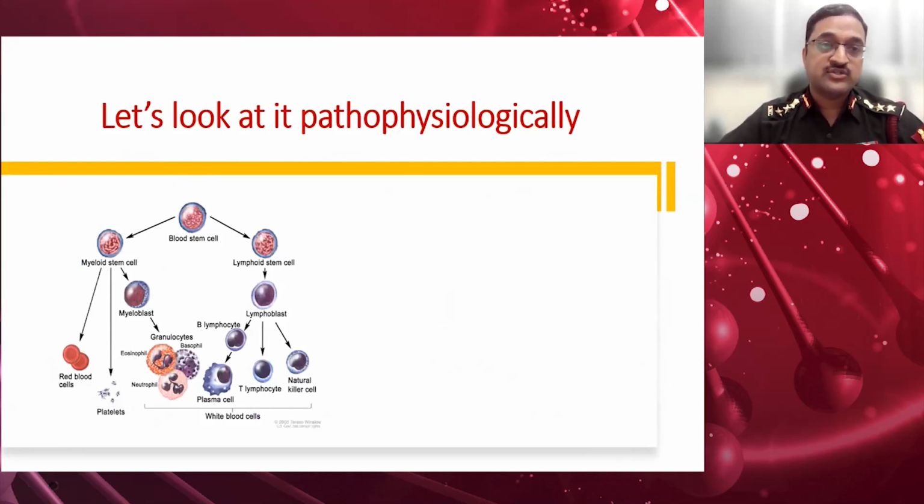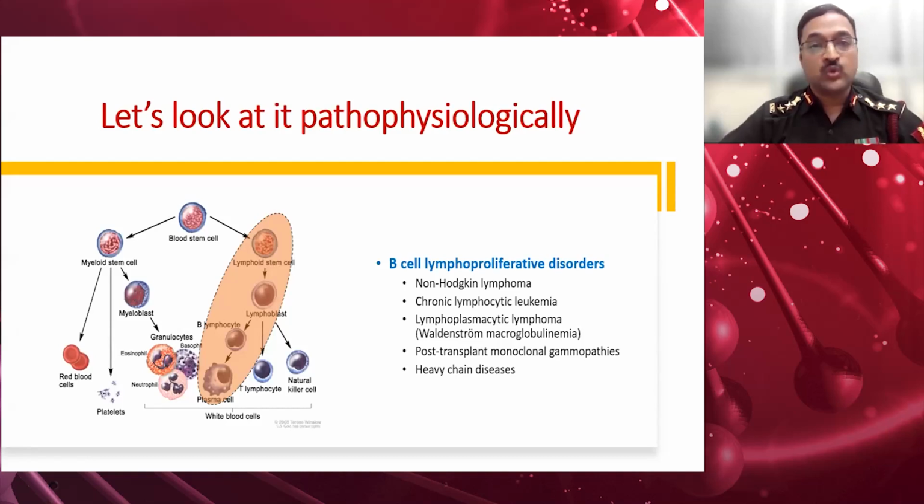The second issue is, when you look at plasma cell generation pathophysiologically, they originate from lymphoid stem cells to lymphoblasts to B lymphocytes to plasma cells. So if you look at this particular arm of the development of plasma cells, any problem from lymphoid stem cells to lymphoblast to lymphocyte can lead to an accumulation of plasma cells and M protein. These conditions include non-Hodgkin's lymphoma, CLL, lymphoplasmacytic lymphoma, post-transplant monoclonal gammopathies, and heavy chain disorders. Rarely, even Hodgkin's lymphoma has been said to develop an M protein in some odd case reports.